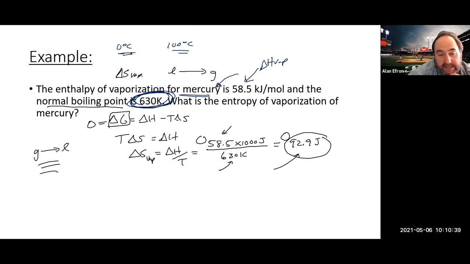So sometimes, because water is used a lot as an example with heat of fusion, heat of vaporization, boiling points, melting points, and those things, sometimes people think those are the numbers you should always use. Obviously, those numbers change if you're talking about a different substance. Right?